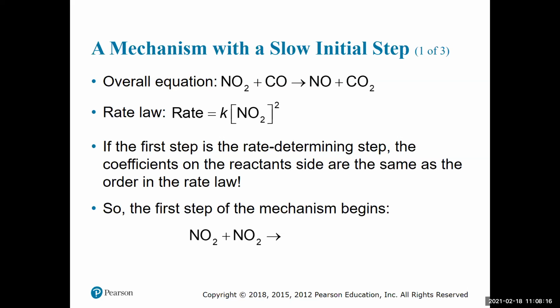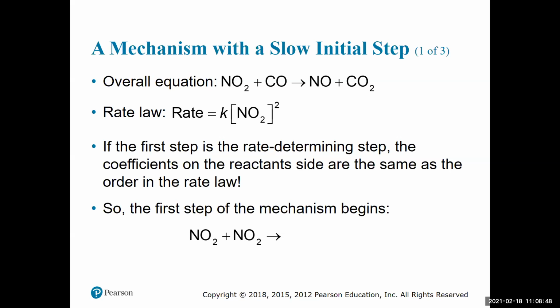So we're told that this has a slow initial step. If that initial step is slow, then that tells us the first step is the rate determining step, right? Because we said whichever one of the individual reactions is the slowest is the rate determining. And so what that means is the coefficients on the reactant side are going to be the same as the order of the rate law. And what order is that rate law?